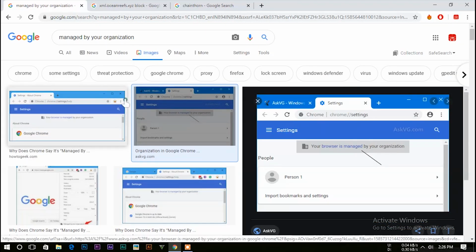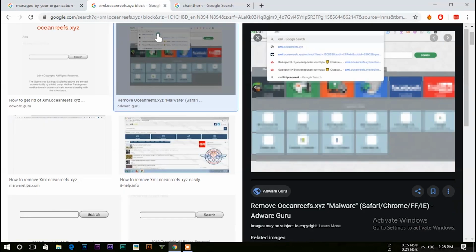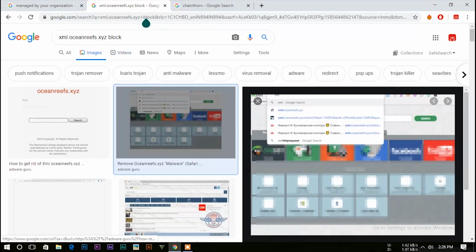What it actually does, the weird thing, is it redirects to ad sites. Mostly this xml.oceanreefs.xyz, this site.